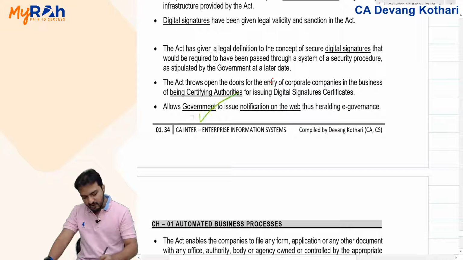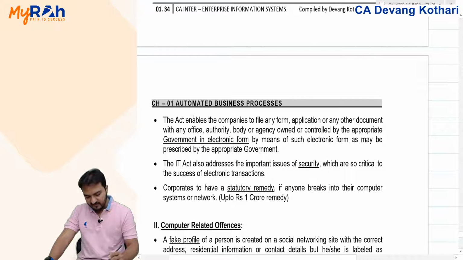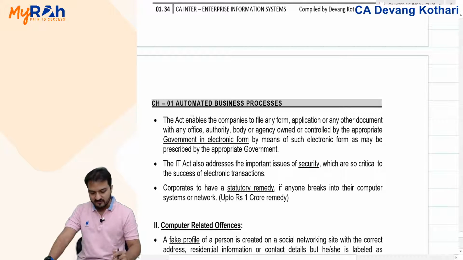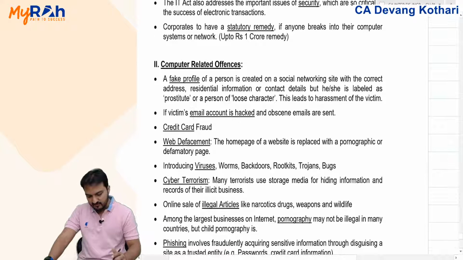Because of cyber laws, government can put notifications on the web directly. Government filings have also become electronic because of these cyber laws. It provides provisions regarding various issues of security with respect to the internet. All that is because of the cyber laws.